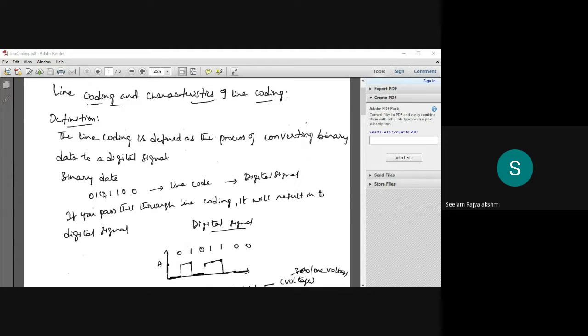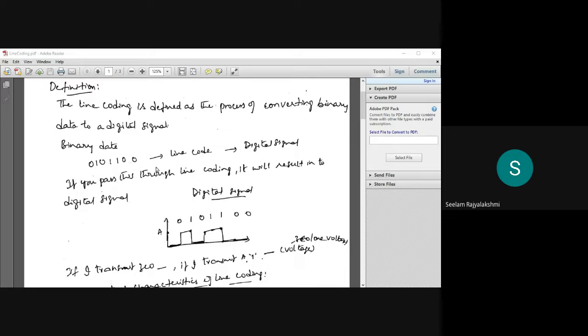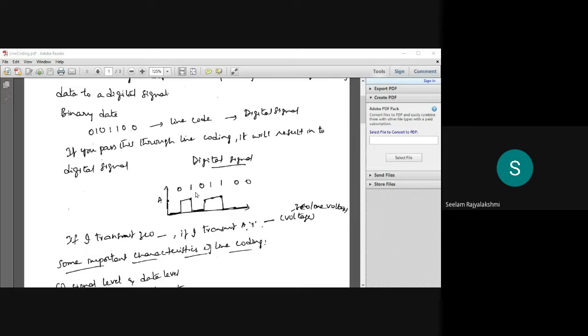Now let us see. Here this is the binary data, zeros and ones: 0, 1, 0, 1, 1, 0, 0. This binary data converting into a digital signal is nothing but line coding. Now if you pass this binary data through the line coding, it will result in the digital signal. Now let us see it here. This is the digital signal, this axis is along time, and this is along amplitude.